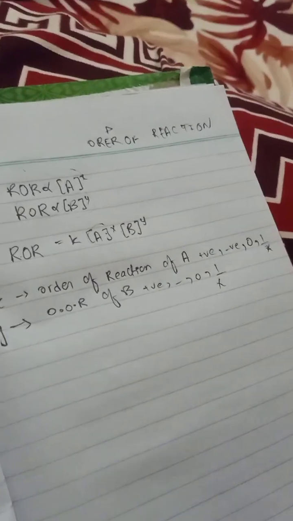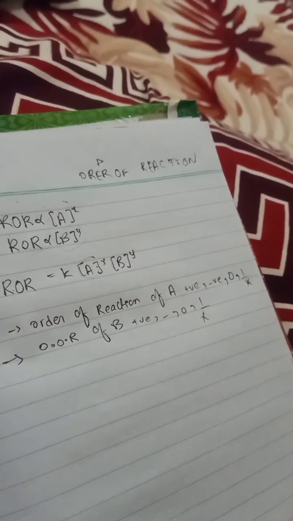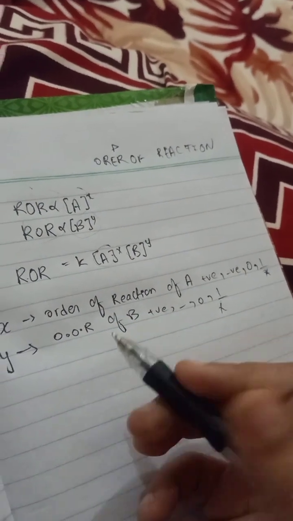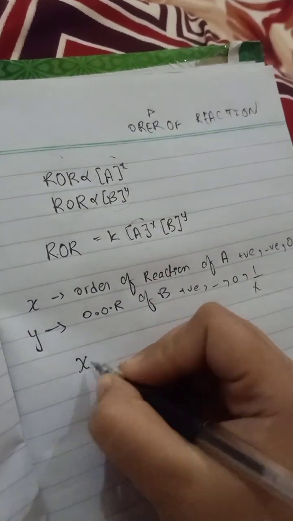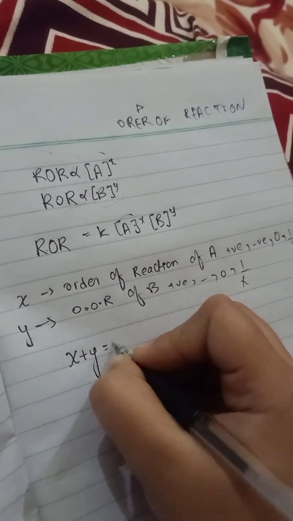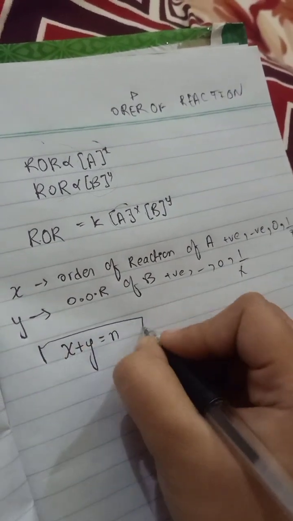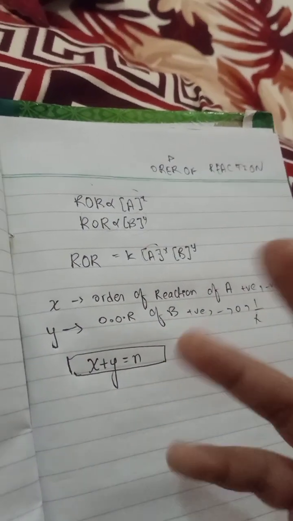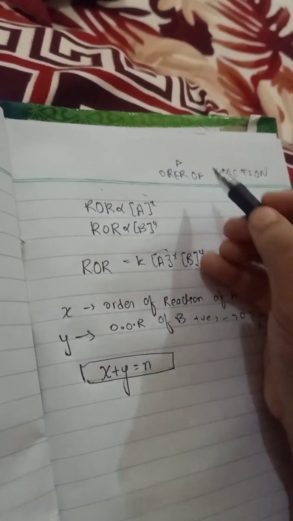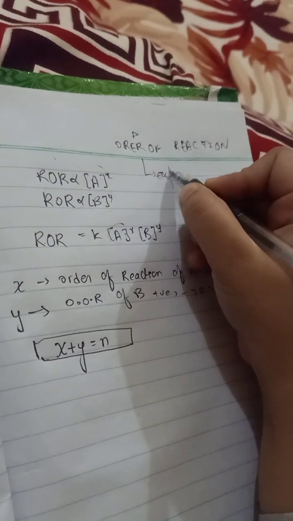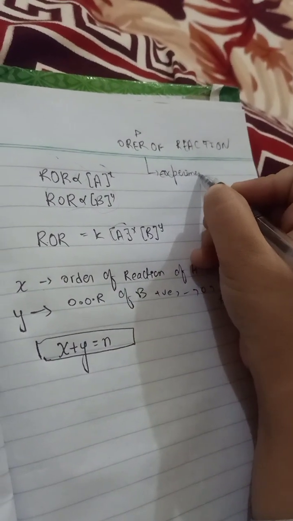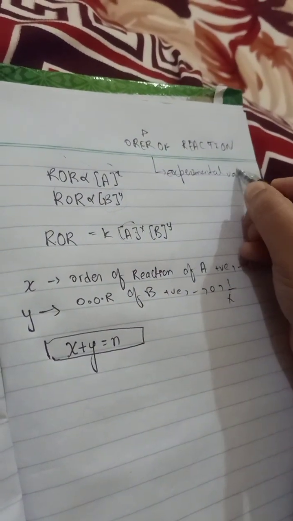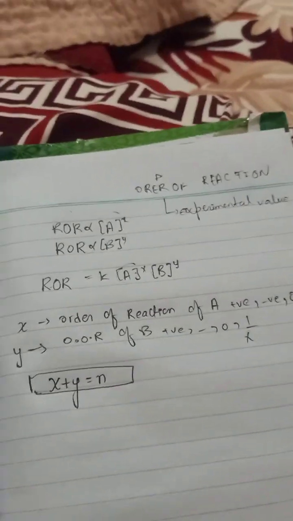So let's find the overall order of reaction. That will be X plus Y, which is equal to N. This is the order of reaction. So what is order of reaction? Let me tell you. Order of reaction is an experimental value, not the stoichiometric value.